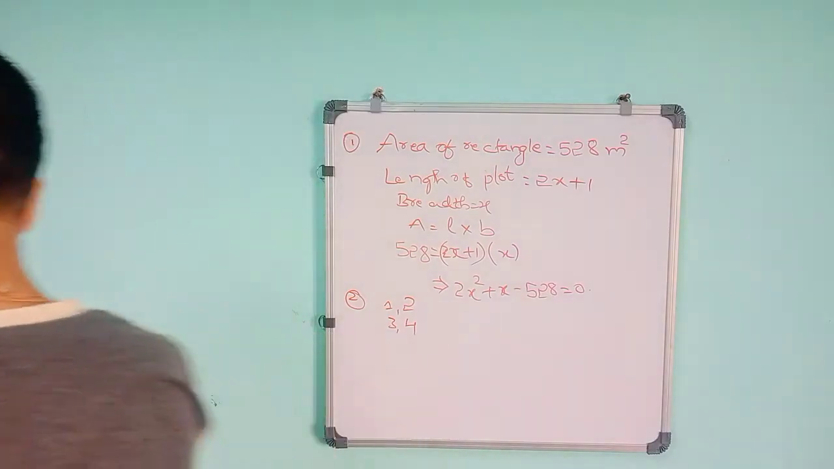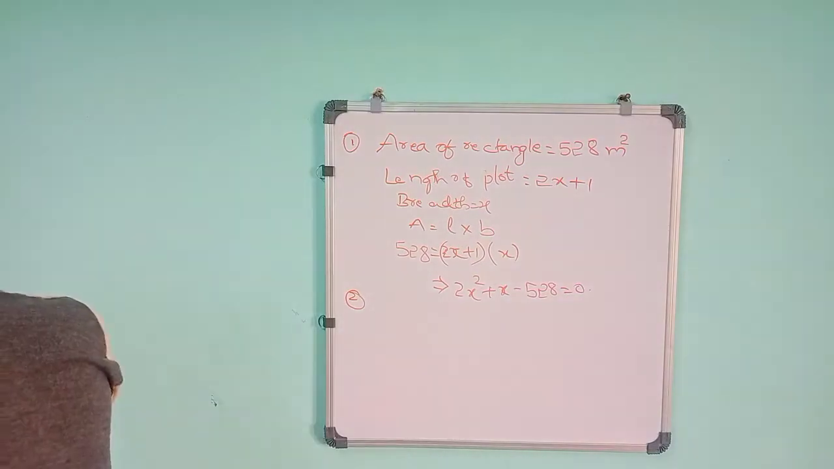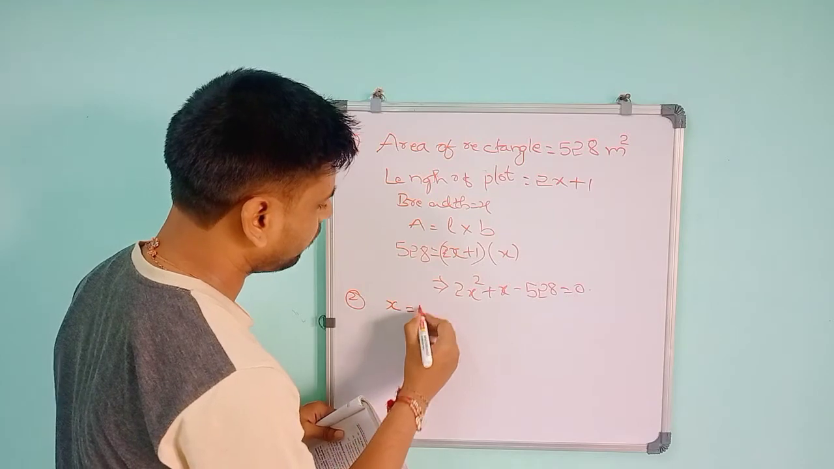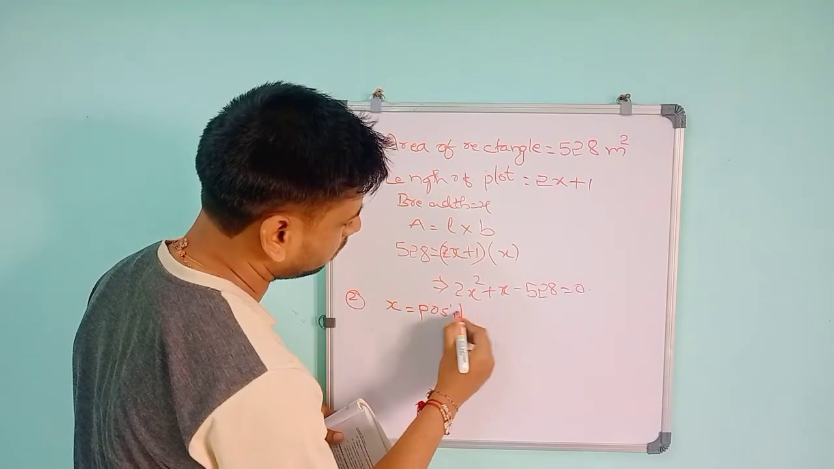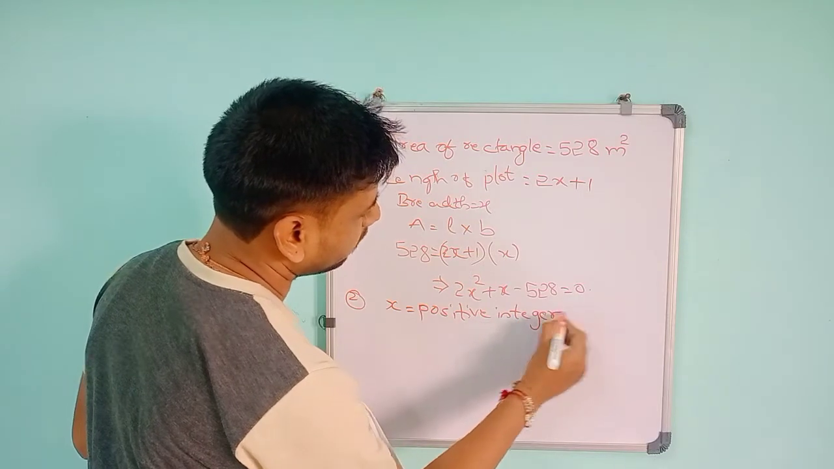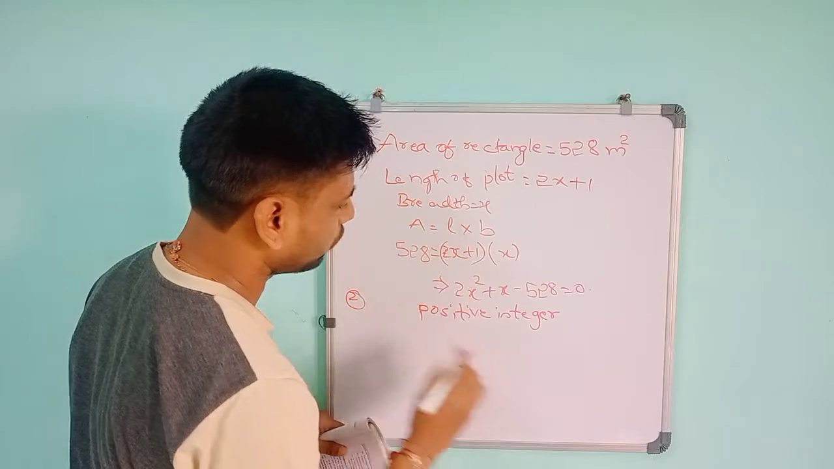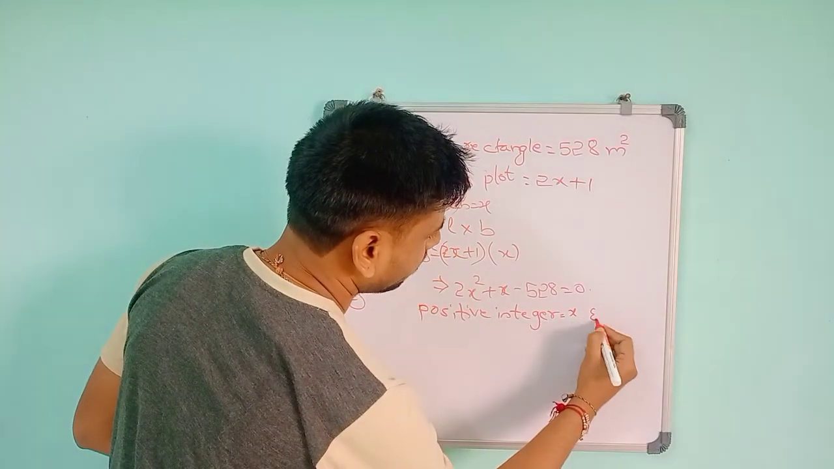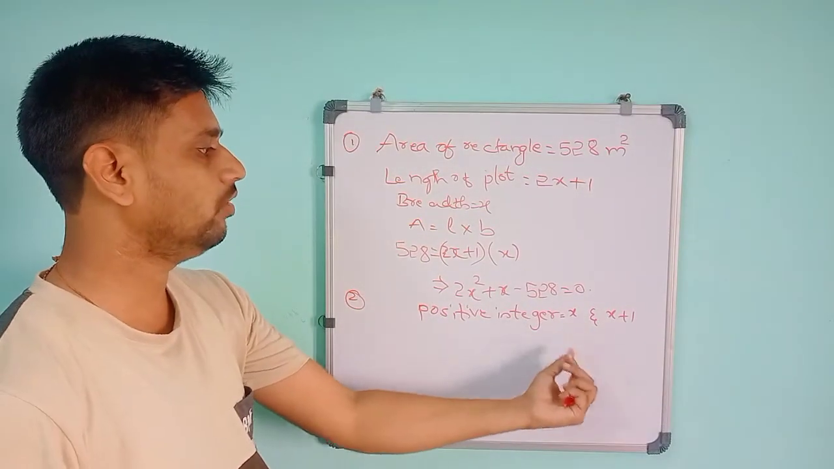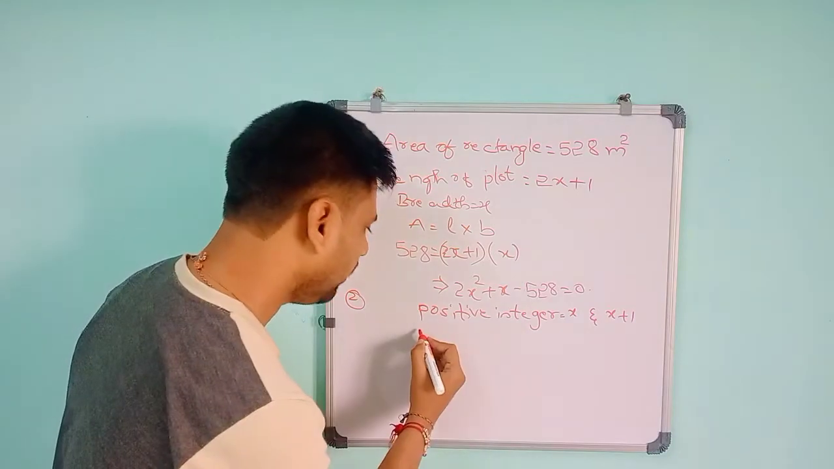Positive integer means, let the positive integer be x. Positive integers will be x and x plus 1, because consecutive means the next number. We can take 4 also, then 4 plus 1 is 5, like that. 1 plus 1 is 2. So like that.